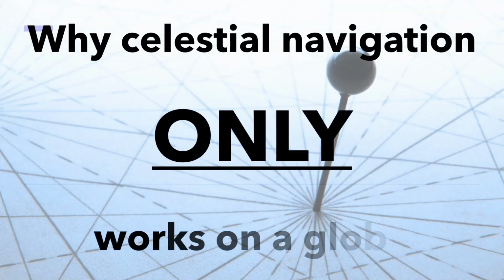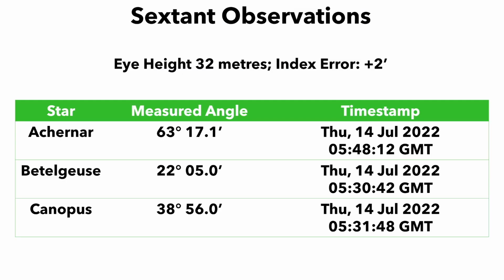Good morning, good afternoon, good evening. This is why celestial navigation only works on a globe. Okay, so here is my set of observations for the debate. I've been given an eye height of 32 meters and an index error of 2 arc minutes. And my 3 stars are Achernar, Betelgeuse, and Canopus. And here are the angles and the time that they were taken.